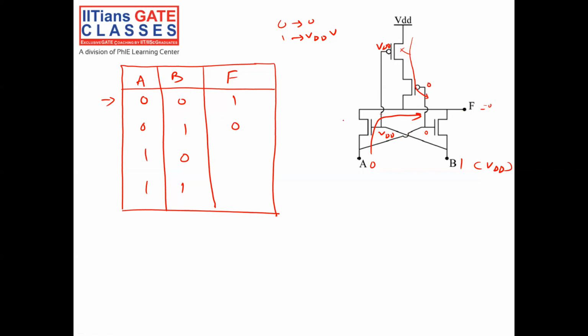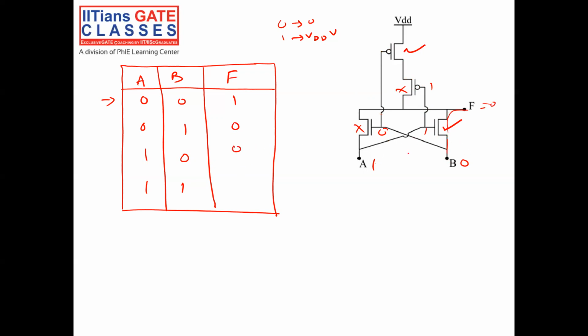Let's take the next case. A is equal to 1, B is equal to 0. A equal to 1 means this is 1, this is 0, that means this is 1. Since this is 0, this is off, and this is 0 means this is on, but this is 1 means this is off. But again this is 1 means this is on. This on means this 0 will go to the output. So F is equal to 0.